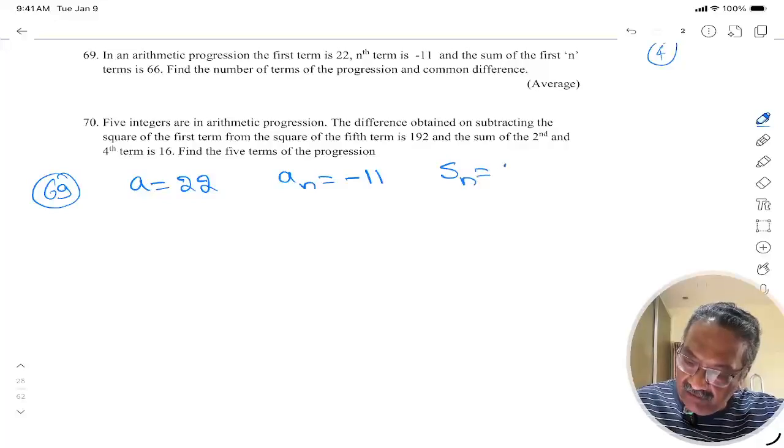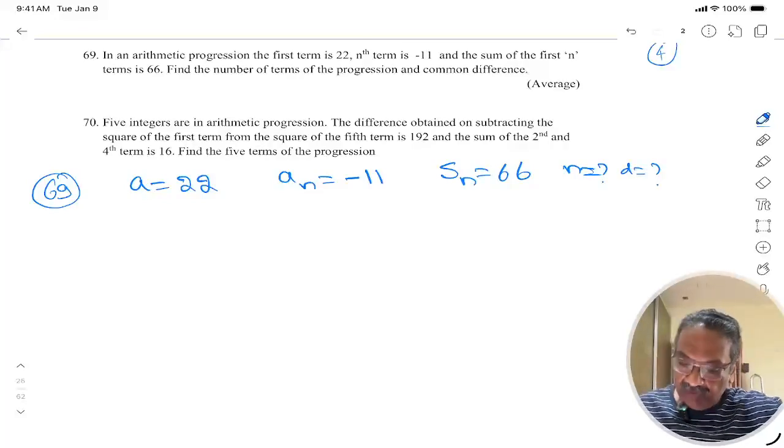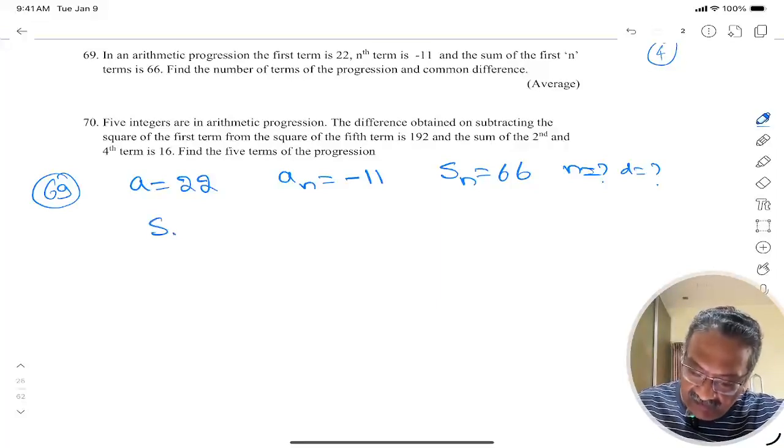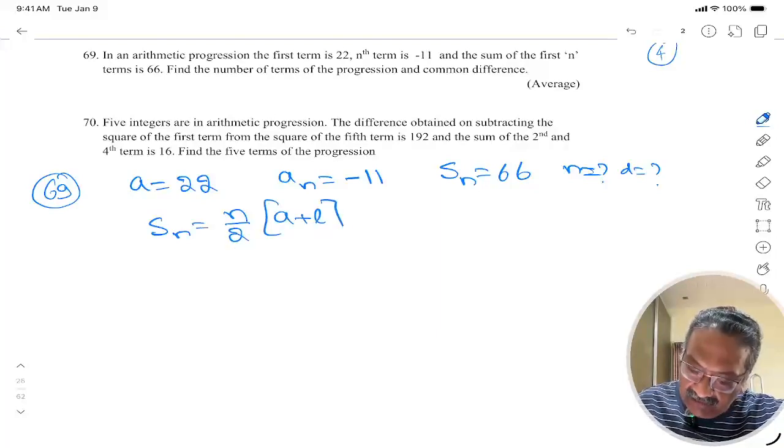So SN is 66. We have to find the number of terms, that is n, and the common difference d. When the sum, first term and last term are known, we can use the formula Sn is equal to n by 2 into first term plus last term.